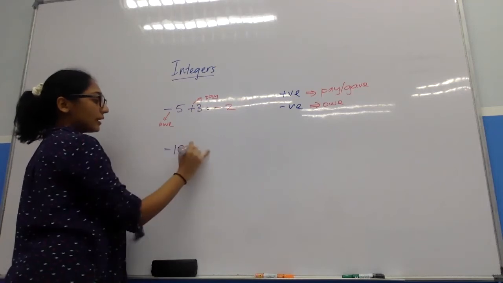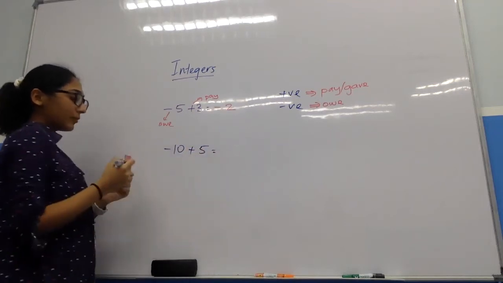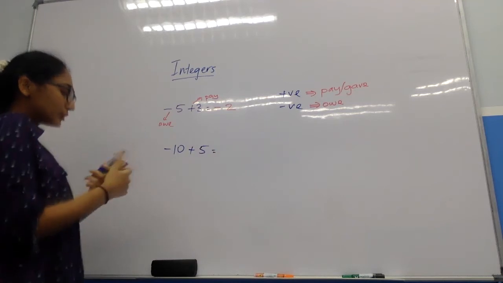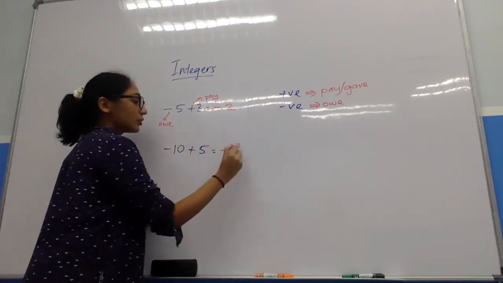You owe someone 10, you pay them 5. So you still owe them another 5. Because you owe, it's a negative.